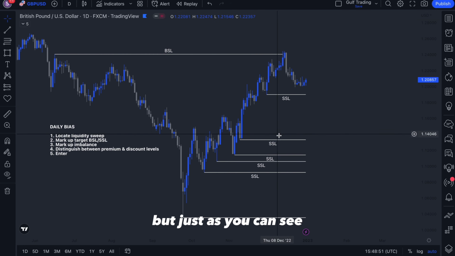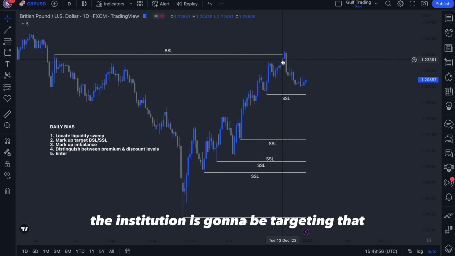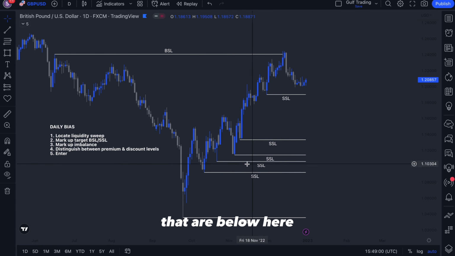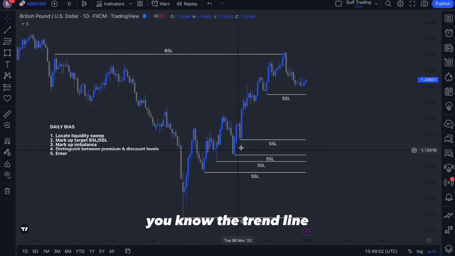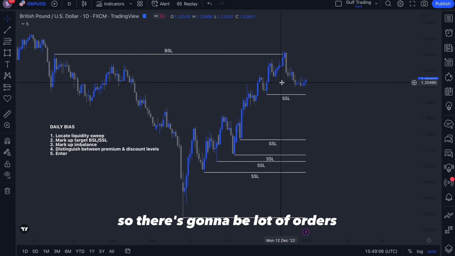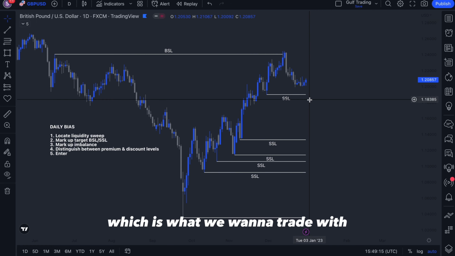It's not too important, but as you can see, there's a lot of sell side liquidity, which means the institutions are going to be targeting that. They're going to want to push price down to take out all of the stop losses that are below here. People trading the trend line are going to place their lows below all of this. So there's going to be a lot of orders and a lot of liquidity to be taken by the big institutions, which is what we want to trade with.